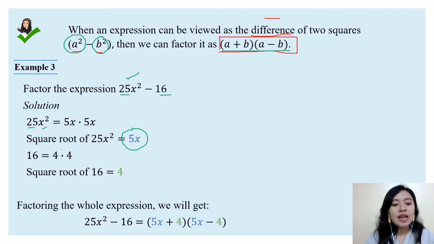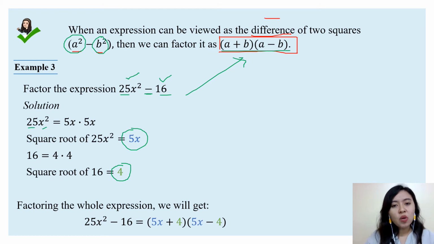Okay. Next, let's take a look at 16. Is 16 a square number? 16 was already in our previous example. So we know that 4 times 4 is equal to 16, and the square root of 16 is 4. So therefore, both our terms are squares, and it involves the operation subtraction. So therefore, we can use this pattern.